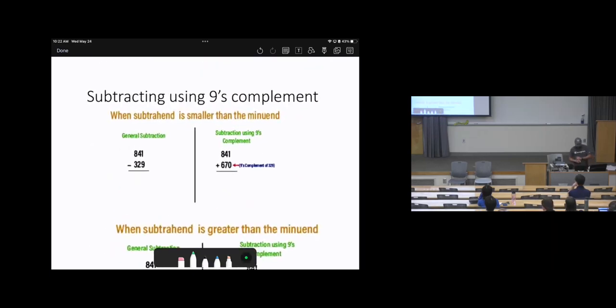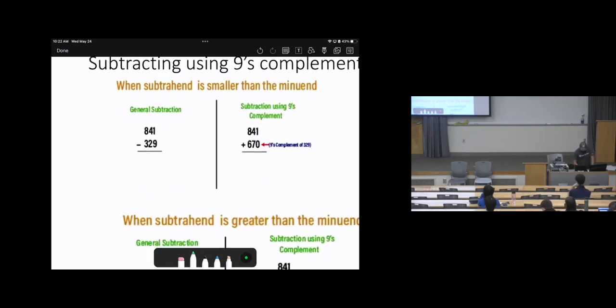Here we are subtracting using the nines complement. The general solution: let's assume here we have 841 minus negative 3029. How do we deal with this? Regular subtraction, if we use the general subtraction: 1 minus 9, you need to take a carry out, so it will be 11 minus 9, this will be 2, then 8 minus 2, 3 minus 2 will be 2, then 8 minus 3 will be 5. So I think 522, right?